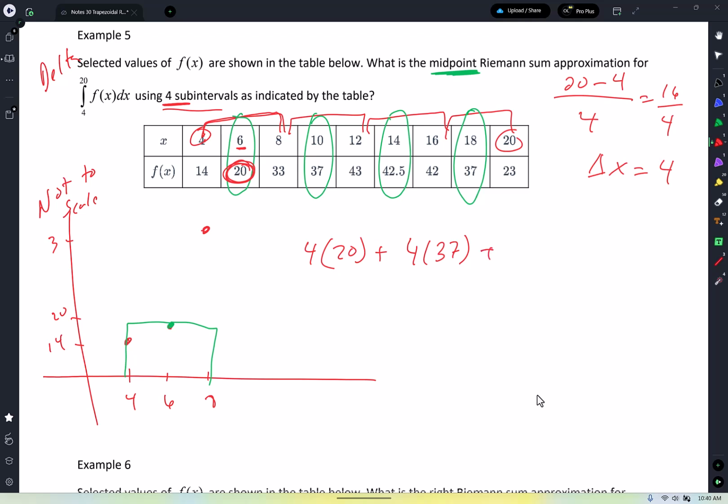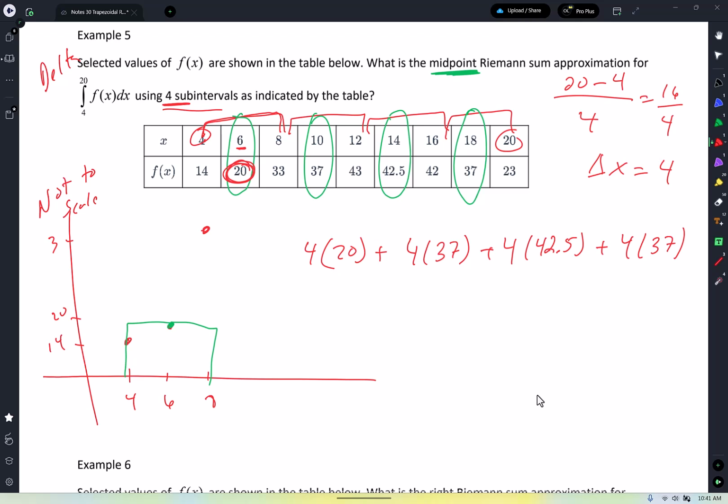Plus the next one. The next one from 12 to 16. So again, it's 4. And I'm using the one in the middle. 42.5. And then the last one. 4. Because the difference between 16 and 20. And I use the one in the middle. 37. All I'm doing is rectangles, guys. Width times height. Width times height.